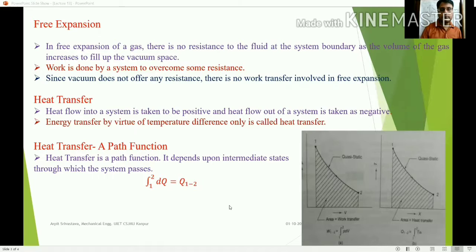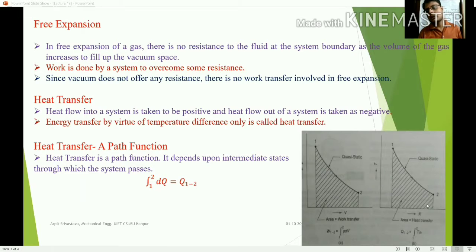So in this example, we can see that this is the example of work transfer. In this, we can calculate the area under this curve and we get the work transfer for process 1 to 2. And the same thing is happening in the case of heat transfer.